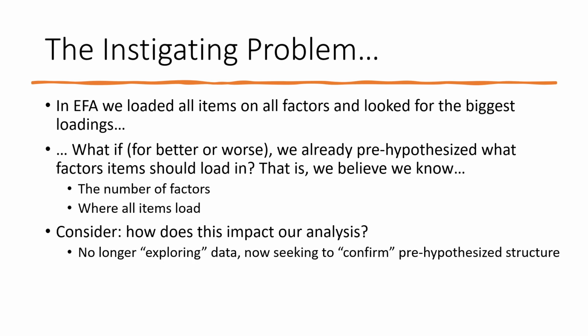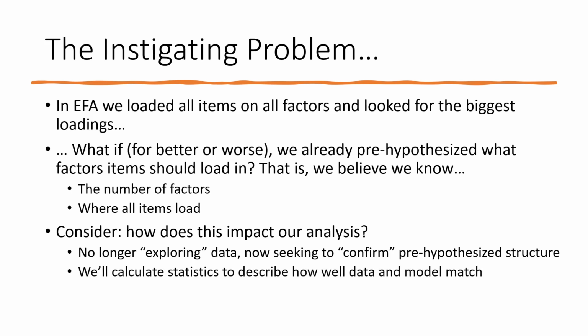That is the number of factors where the items are loading. Is that right? Yes or no? And so to answer this, we're going to calculate statistics, not that explore a number of factors and where items should go, but we're going to calculate statistics that say, okay, you told me this is where items go. How well does the data match with what you're saying? That is, you said item 1 goes on factor 1, item 2 goes on factor 2. How well did the data support that claim?